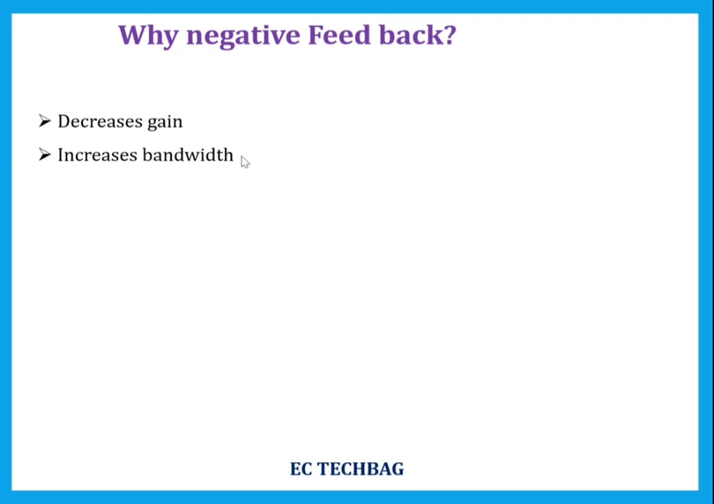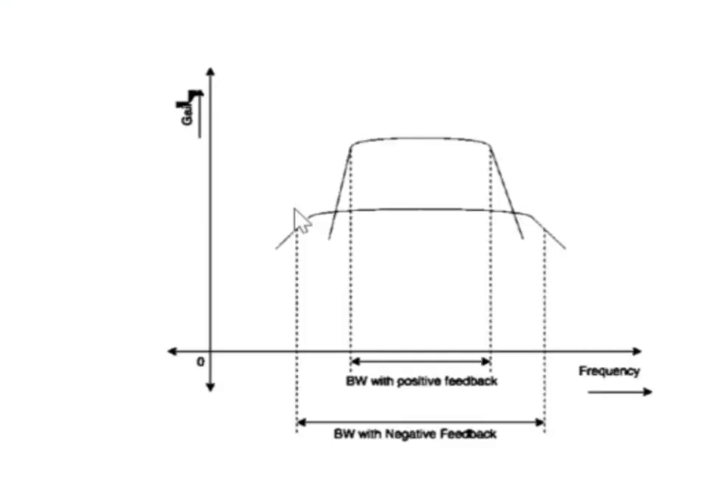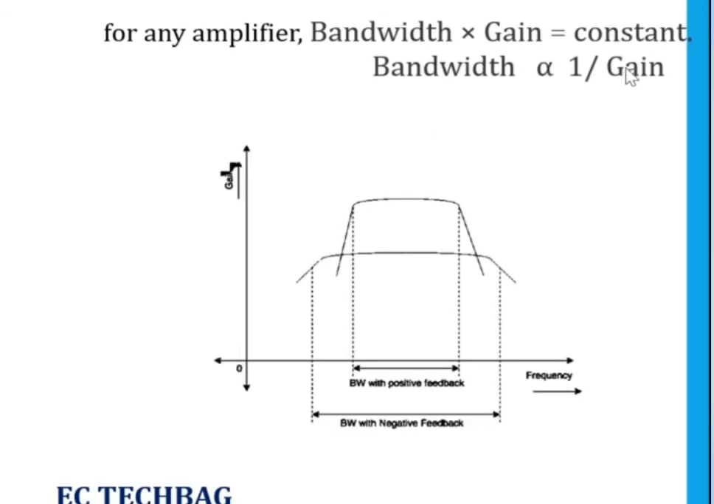Bandwidth decides the operating range of frequency. So it increases the bandwidth. And in an amplifier, the bandwidth and gain product is constant. So bandwidth is inversely proportional to gain. Here gain decreases, so definitely the bandwidth increases. And this is for positive feedback and this one is for negative feedback. In positive feedback, gain increases, so bandwidth decreases. But in negative feedback, gain decreases, so bandwidth increases.